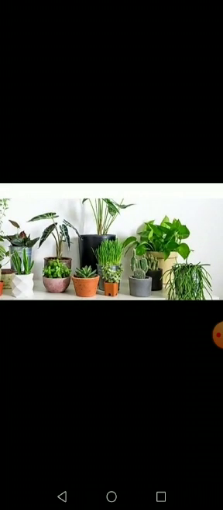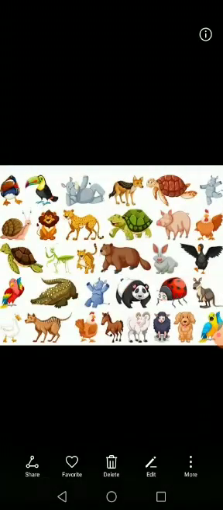Okay, now come towards the differences between plants and animals. The first difference is that plants are usually green in color. Like you see in this picture, plants are always green in color. And animals have a variety of colors. Like in this picture, you have many animals and they have many different colors.